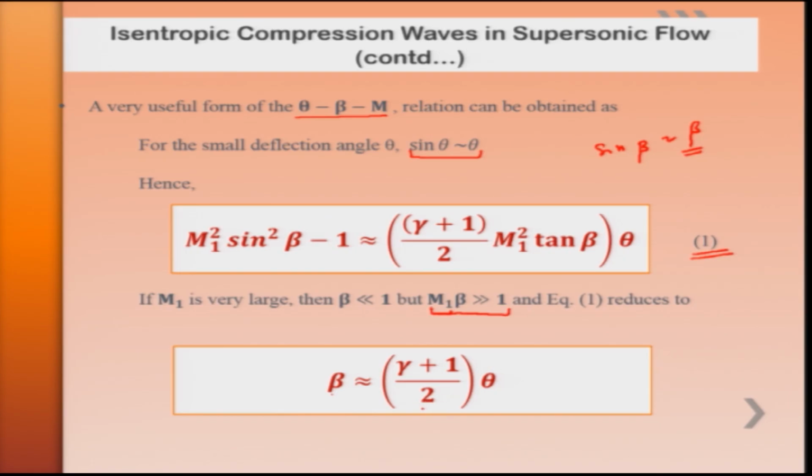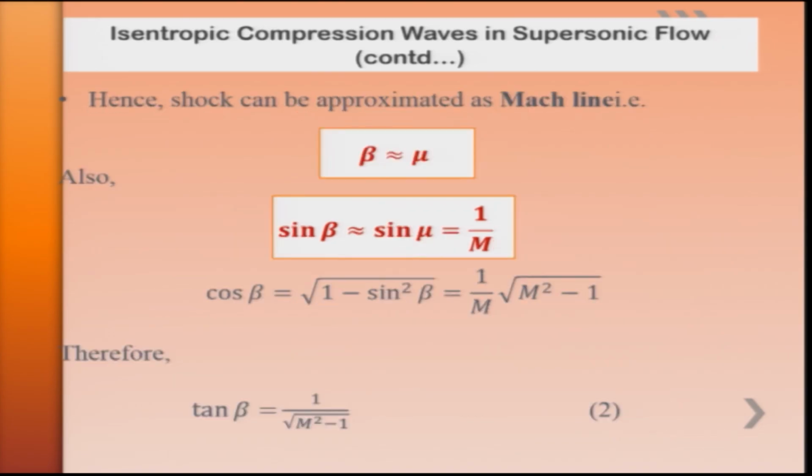This is actually a case of hypersonic flow, where at high Mach numbers the shock angle is gamma plus 1 by 2 into theta. Note that when the upstream Mach number is high, if I consider gamma for air, we can readily see that beta is approximately 1.2 times theta, that is, for a given deflection angle the shock angle is 1.2 times larger than the deflection angle. We will see this case in hypersonic flow once we take that up.